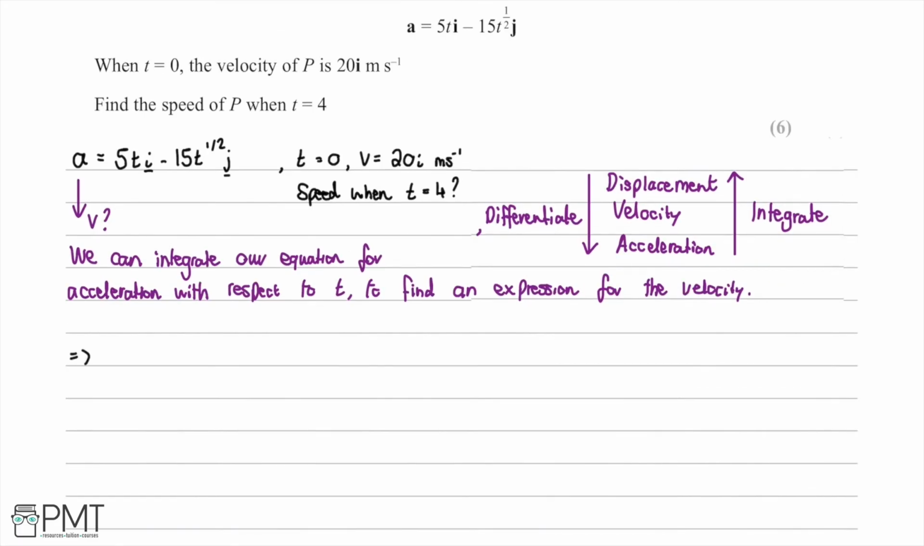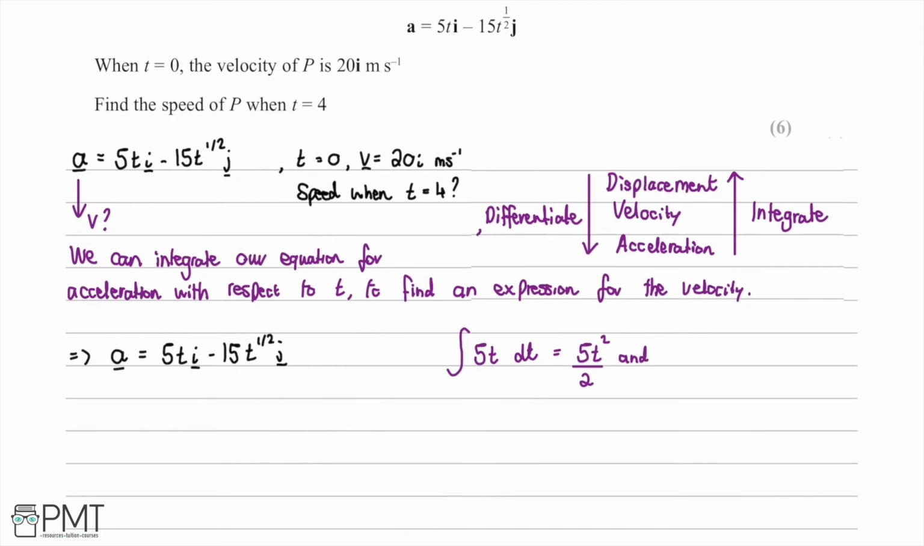So, just rewriting it, we have our equation a, which is actually a vector, and it is going to be equal to 5t, that's the i component, and then the j component is minus 15t to the power of a half. So we can first integrate both these terms separately. We have that the integral of 5t with respect to t is going to be equal to, so we add 1 to the power and divide by the new power, so that is going to be equal to 5t squared over 2.